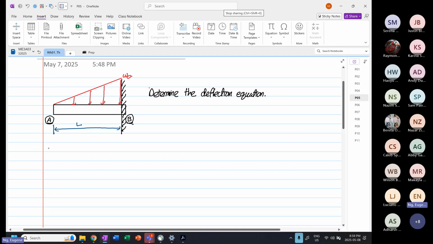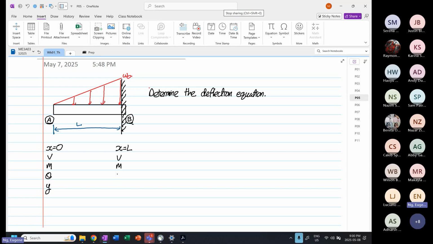we know that x is equal to 0, and then on the right hand side we have x is equal to L, with V, M, theta, y. So we know at point A the shear force is equal to 0. The moment is also equal to 0. When x is equal to 0, what is theta and what is y? We don't know.